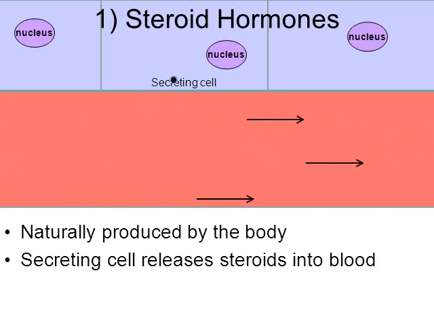And in the animation, we have a cell in the middle releasing steroid hormones into the blood. So we have the cell in the middle called the secreting cell because it's releasing those black dots that are symbolic of the steroid hormones. And so it's releasing the hormones into the blood. Well, let's follow those black dot steroid hormones here.